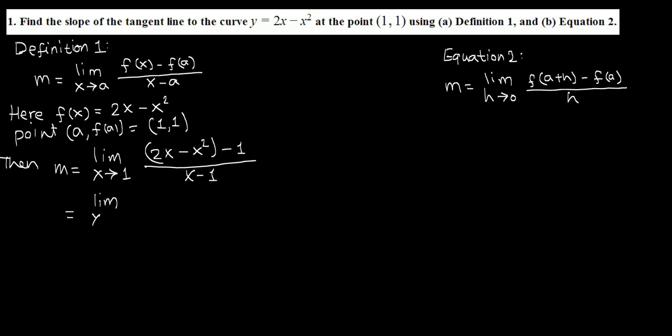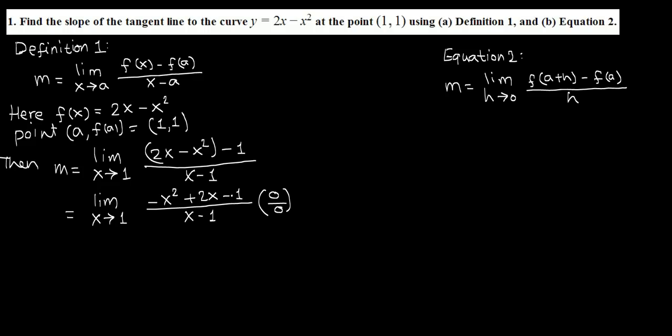So the limit as x tends to 1. Let's simplify: 2x minus x squared minus 1. All three are unlike terms, so we need to write it in standard form: negative x squared plus 2x minus 1, over x minus 1. If we simply plug in x equals 1, negative 1 squared is negative 1, plus 2 times 1, 2, minus 1, that's 0 on the top and 0 on the bottom. So before we plug in x equals 1, we need to simplify.